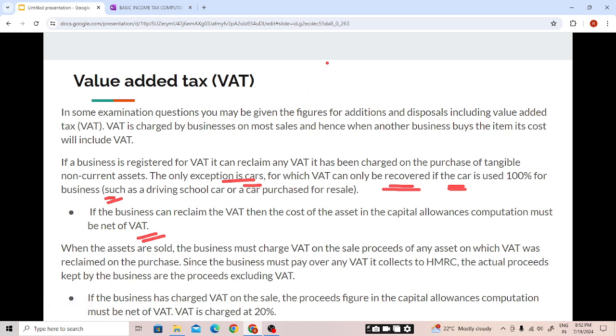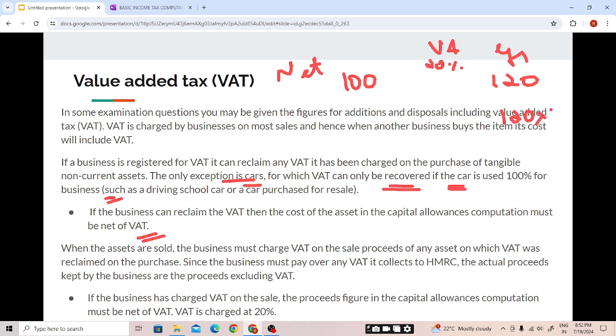So students, let's take an example. The net will be 100% and the VAT will be 20%. Example. So the gross will be, students, 120. So how will we calculate the net?